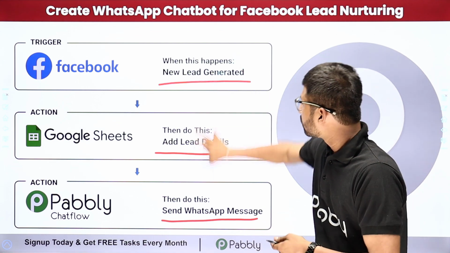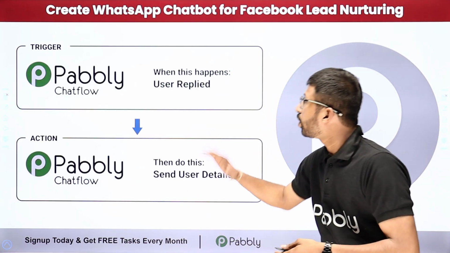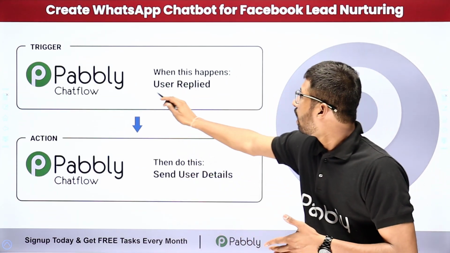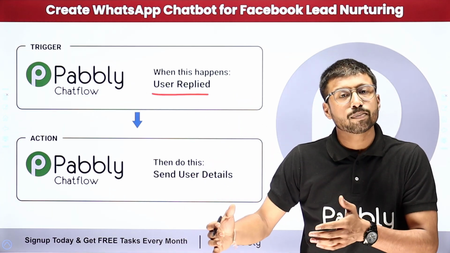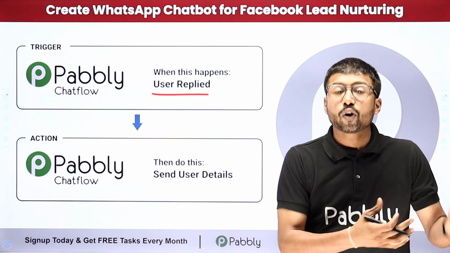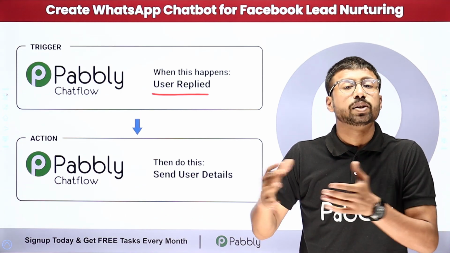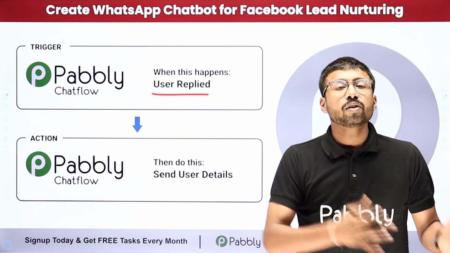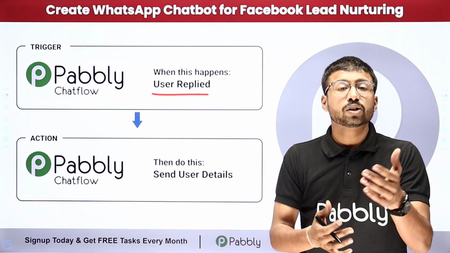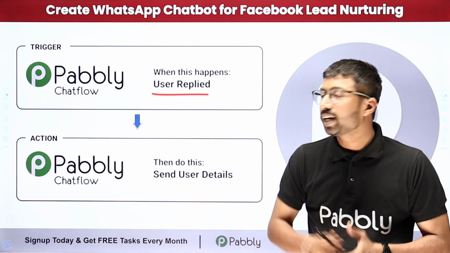After that, we are going to start sending a WhatsApp message to the same lead using Pabbly Chatflow. Now, after sending the WhatsApp message, whenever the user replies to that particular message, the chatbot or the flow which we are creating in Pabbly Chatflow will trigger, and according to that flow, whatever questions or messages we have planned in that flow, all of that will be sent.